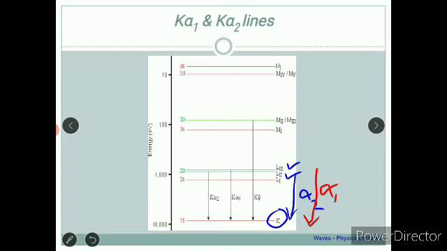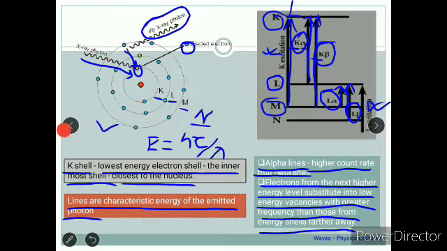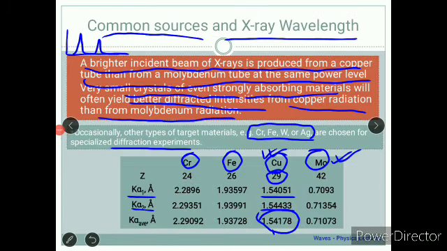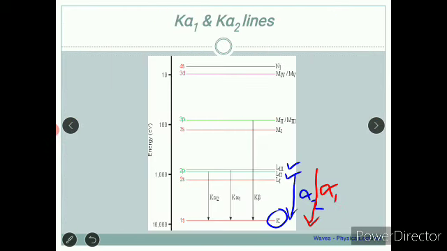Both are very close to each other, and sometimes it becomes a bit difficult to resolve, but in general, if we are going to do this analysis, we can take an average of these two, which are actually very close to each other. So for all practical purposes, if we consider the wavelength of any one of the alpha lines, that should be more than enough to do our practical calculations. Okay, so this is what is meant by the alpha 1 and the alpha 2 line.